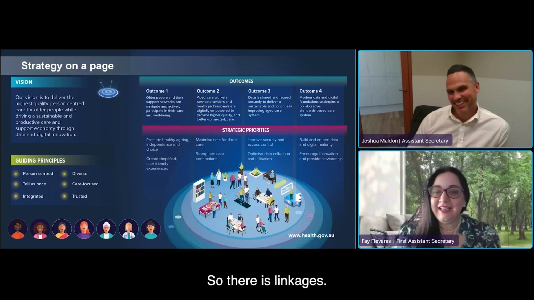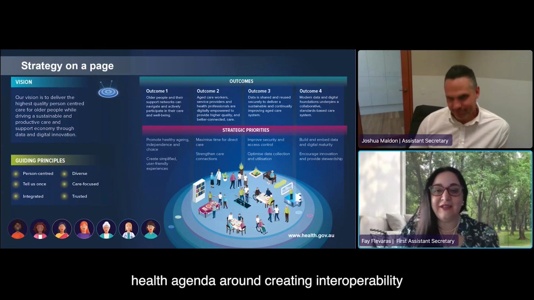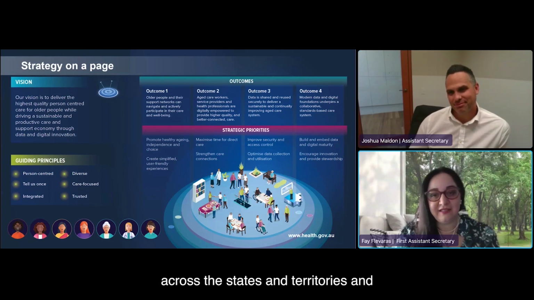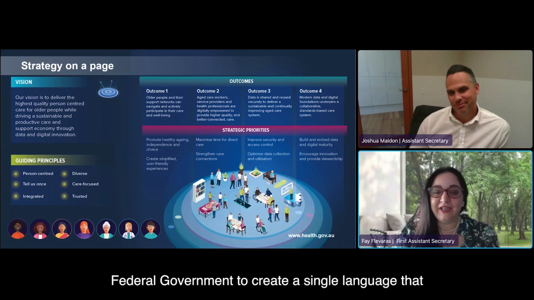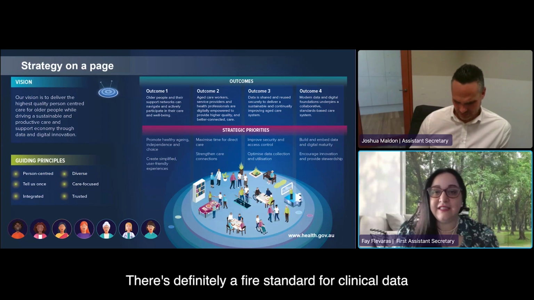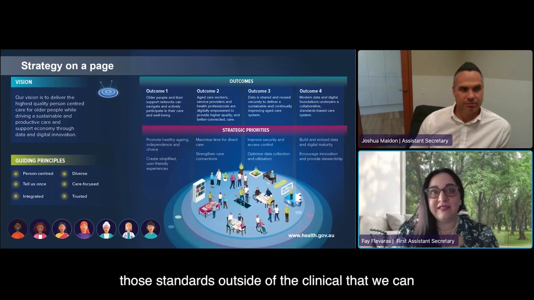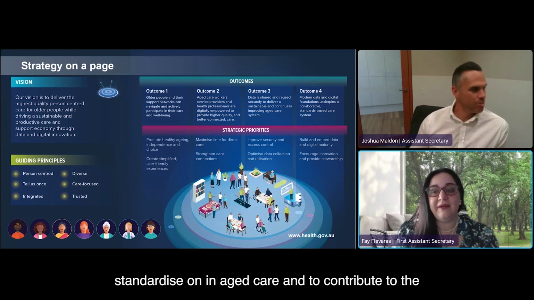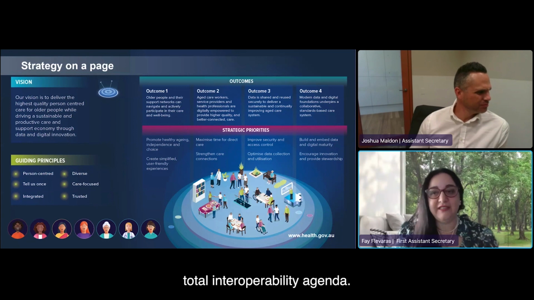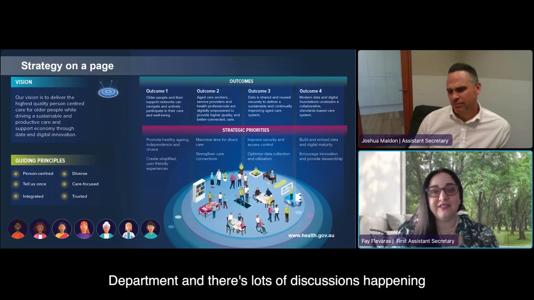So there is linkages. I think definitely we are aligned with the digital health agenda around creating interoperability across the states and territories and federal government to create a single language that everyone agrees to so that we can exchange information. There's definitely a FHIR standard for clinical data domain, and we are exploring what are some of those standards outside of the clinical that we can standardize on in aged care and to contribute to the total interoperability agenda. It's something that's very front of mind for us in the department, and there's lots of discussions happening.